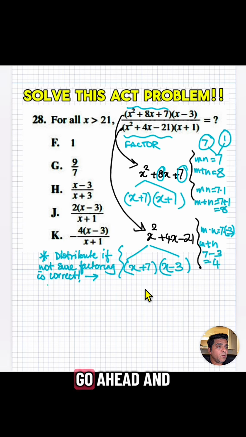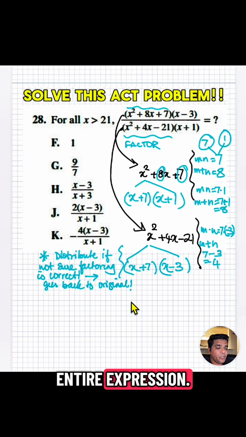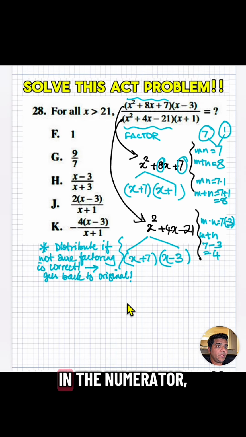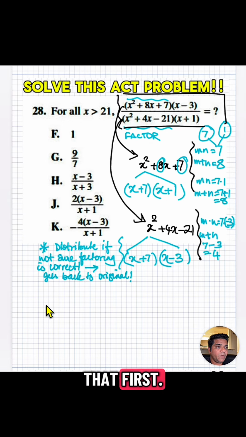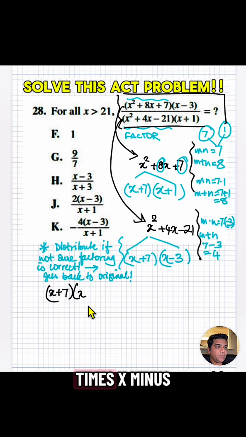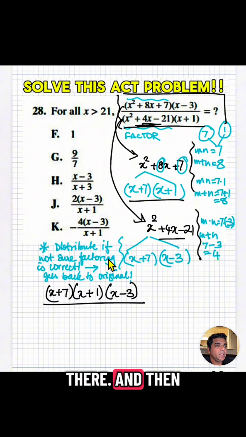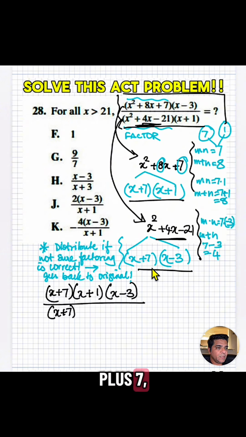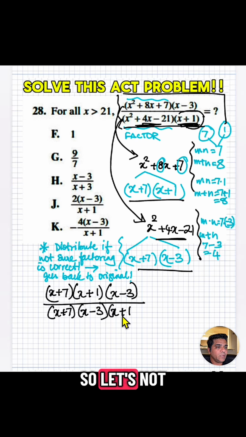All right, now we can go ahead and write our factored version of the entire expression. So in the numerator, we split that up into x plus 7, x plus 1. So let's go ahead and write that first. x plus 7 times x plus 1 times x minus 3. This is also there. And then in the denominator, we split it up as x plus 7, x minus 3. Let's go ahead and write that. And then there's also the x plus 1, so let's not forget that.